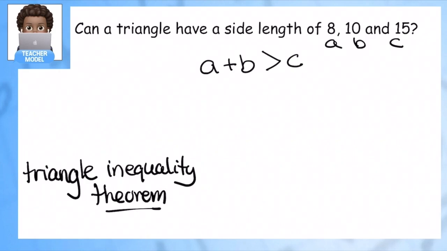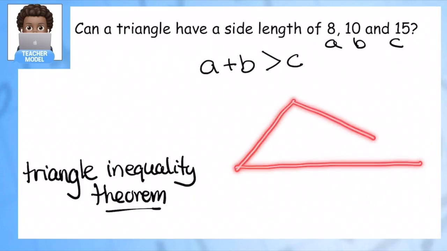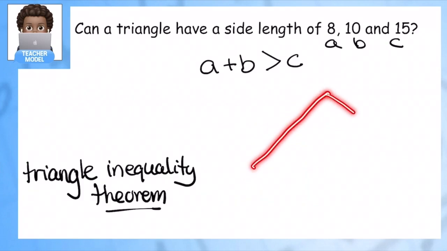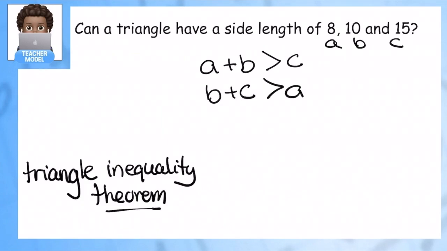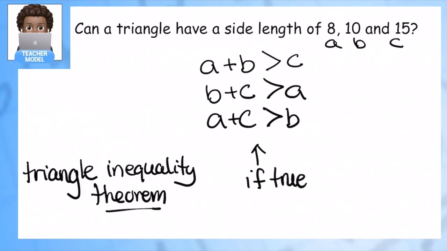So why does that happen? Because if I have a really, really long side, it's not going to be able to reach. So these two sides have to be long enough to connect with that third side. So that's where this comes from. It pretty much says that any combination A plus B has to be greater than C, B plus C has to be greater than A, and A plus C has to be greater than B. So we're going to check every combination, and if these three inequalities are true, you have a triangle.